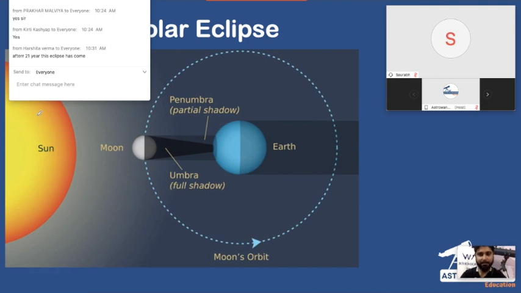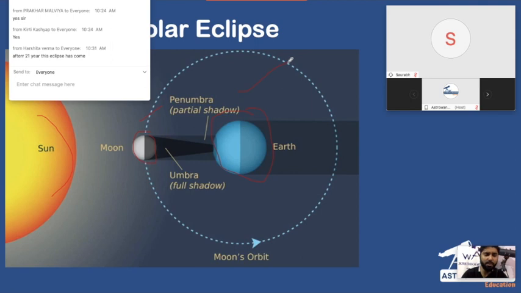Here we have the sun, the moon over here, and the earth over here. The sun gives light, and the moon and earth are non-luminous bodies. You must be knowing what non-luminous bodies are, right, everyone?